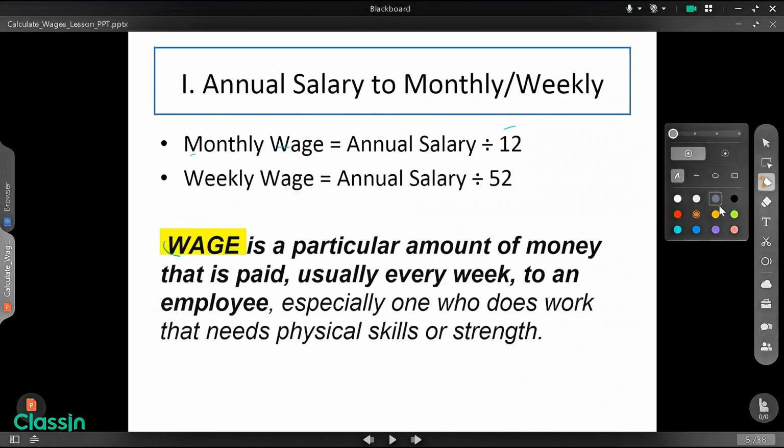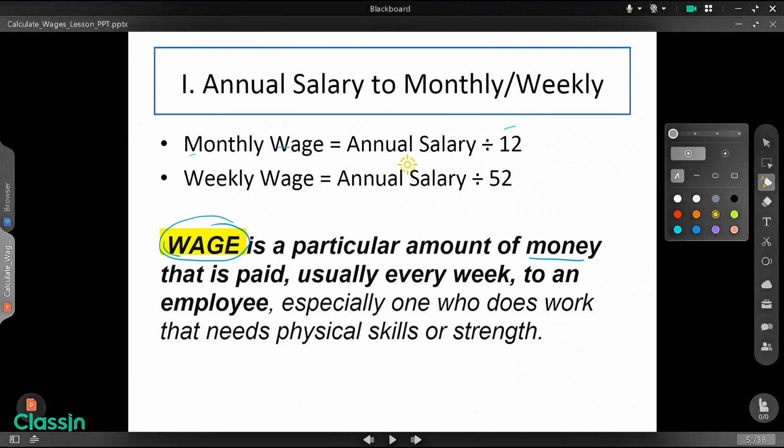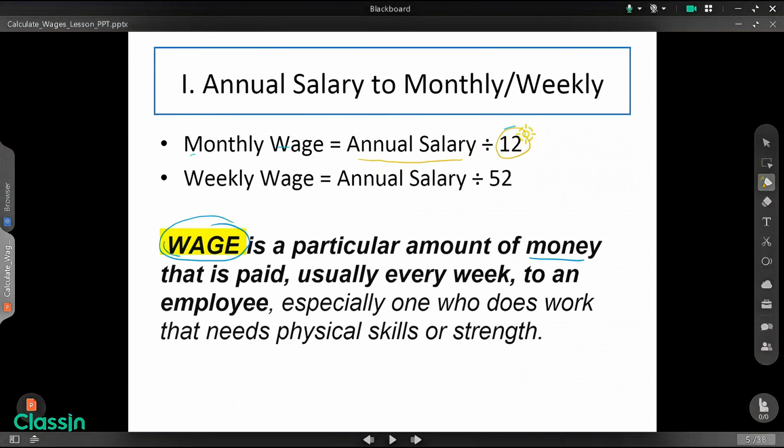But before we proceed to the formula, let's talk first about what a wage is. A wage is a particular amount of money that is paid usually every week to an employee, especially one who does work that needs physical skills or strength. The formula for monthly wage is your annual salary divided by 12. Why 12? Because we know that in a year, we have 12 months. For the weekly wage, the formula will be annual salary divided by 52. Why 52? Because in a year, we have 52 weeks.